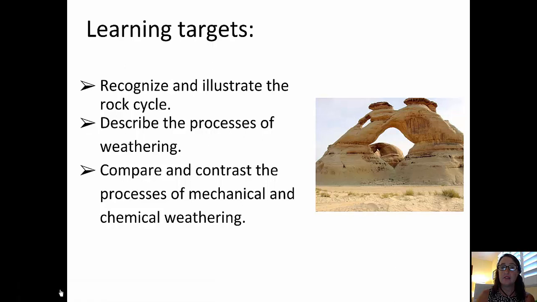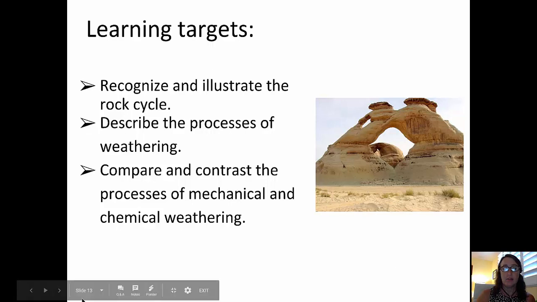The learning targets for this video are: I will be able to recognize and illustrate the rock cycle, or at least this weathering portion of it. I will be able to describe the processes of weathering, and I will be able to compare and contrast the processes of mechanical and chemical weathering.